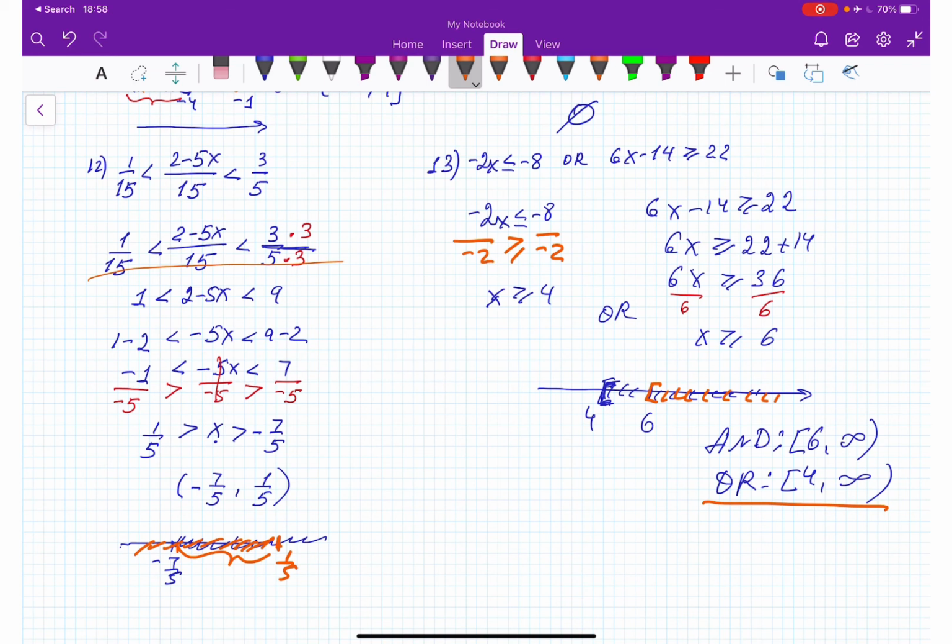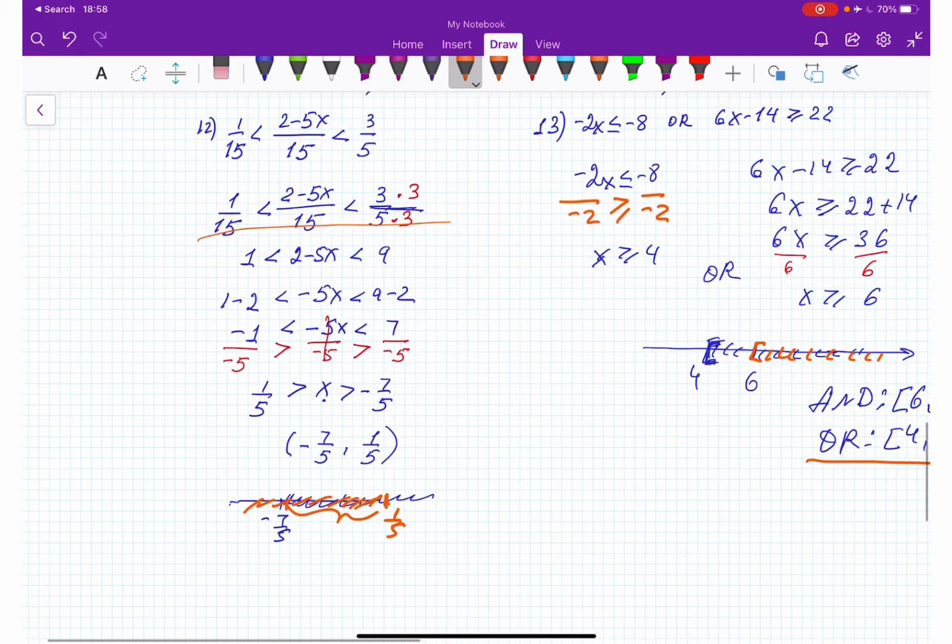And I brought this up so you can see the difference. For and, there has to be overlapping. For or, it doesn't matter, overlap or not. Whichever starts earlier, we include both results from one side and from another side. So including 4 all the way to infinity, that will encapsulate 6 also to infinity, yes? Okay. Number 14.